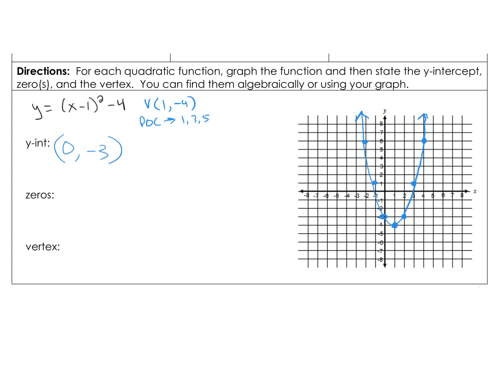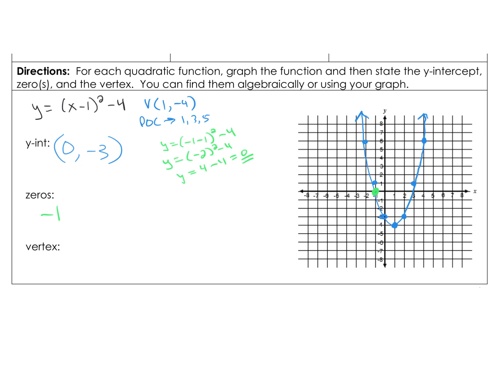The zeros are the x-intercepts. It looks to me like it's negative 1, 0 and 3, 0. We should maybe check that out. So if I put negative 1 in for x, let's see what happens. I get negative 2 quantity squared minus 4. That is 4 minus 4. That is 0. So our first 0 is negative 1.